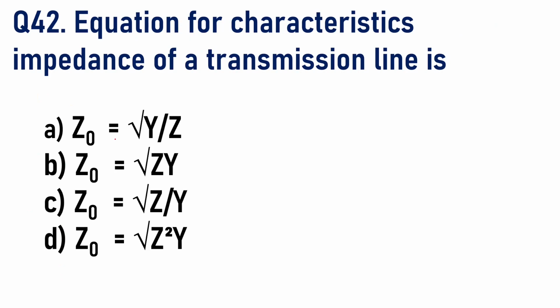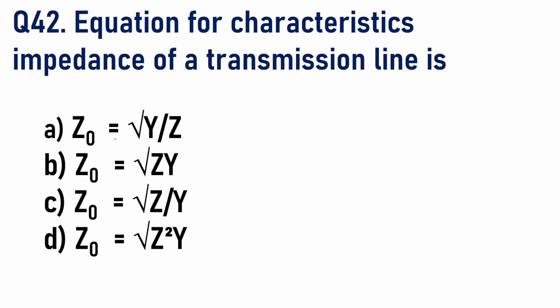Question number 42. Equation for a characteristic impedance of a transmission line is what? So the options are Z naught is equal to under root Y upon Z, Z naught is equal to under root ZY, Z naught is equal to under root Z upon Y, and Z naught is equal to under root Z square Y. Out of these four options, which is the right answer?